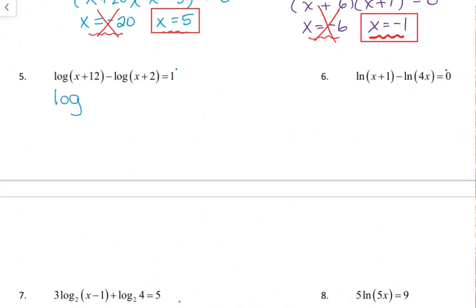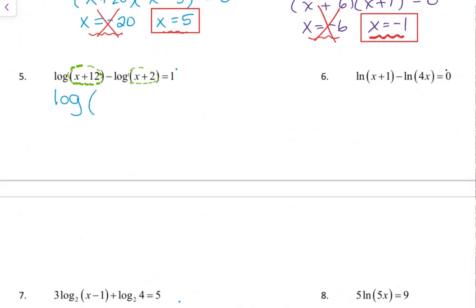So I'm going to have log base 10. And remember that the property for subtraction says that you take the first argument and you divide by the second argument for your new combined argument.